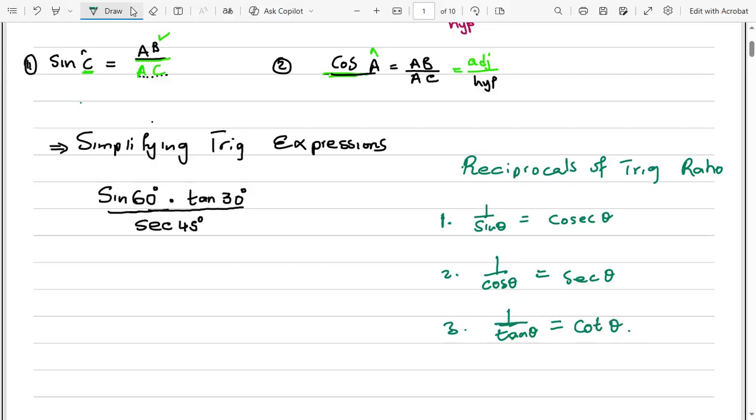So when I work on this, I can definitely simplify this problem. Let's say this is the sine 60 degrees times the tan 30 over the sec 45. Sec is the reciprocal of cos, so I can write this as 1 over the cos of 45. Is that making sense?